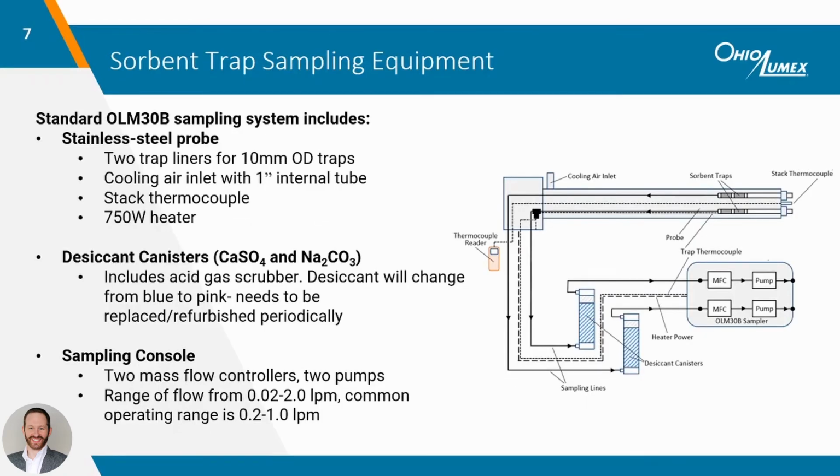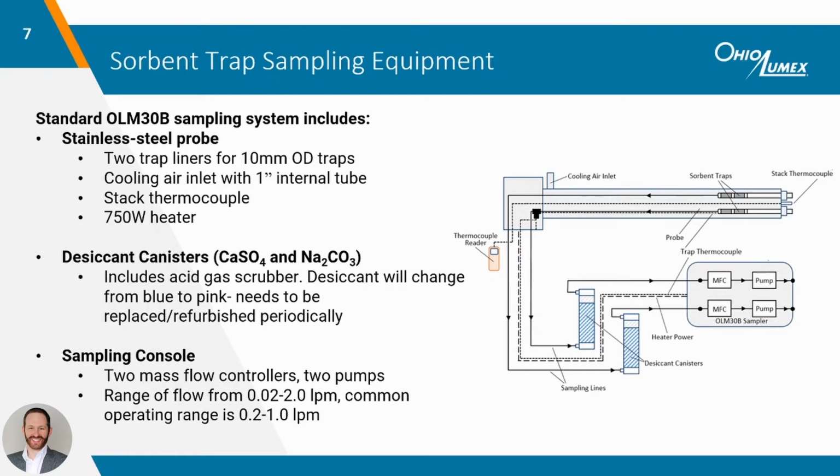Let's move on to discussing the sampling equipment used to sample sorbent traps. We've created a separate video that goes into this topic in much greater detail, so be sure to check that out for more information. The Ohio Lumex sorbent trap sampling system is called the OLM30B, and it essentially has three core components, including a stainless steel probe, desiccant canisters, and a sampling console.